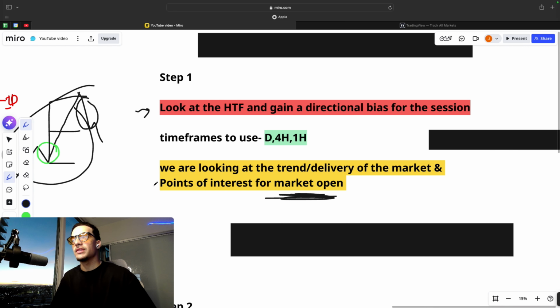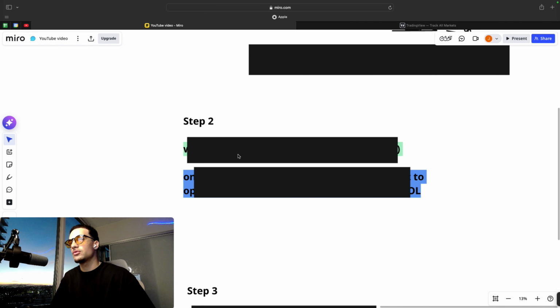So it's very important that leading right up into open, where is the nearest point of interest? Where's the nearest draw on liquidity? What gap needs to be filled? Okay, does London high need to be taken, or does London low need to be taken? Things like that. We're looking for the nearest point of interest so that we can actually catch the market open breakout.